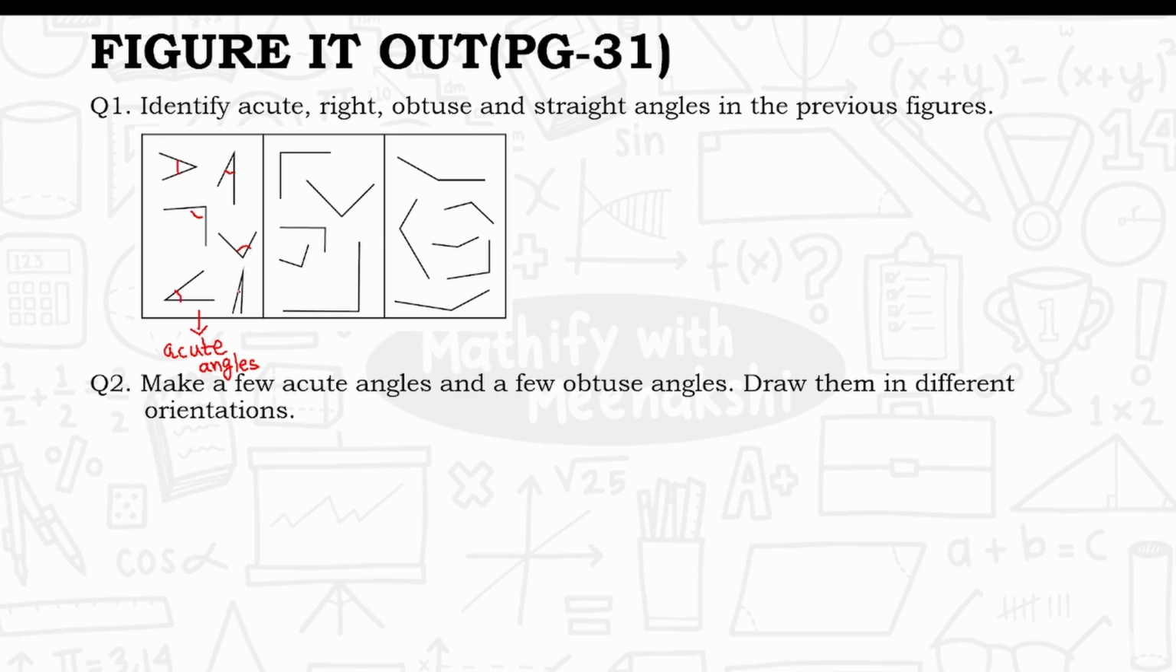Now let's move to the next type. If you see carefully, these angles are exactly 90 degrees. That means they are right angles. And the third case is where the angles are more than 90 but less than 180, and that's the type of obtuse angles.